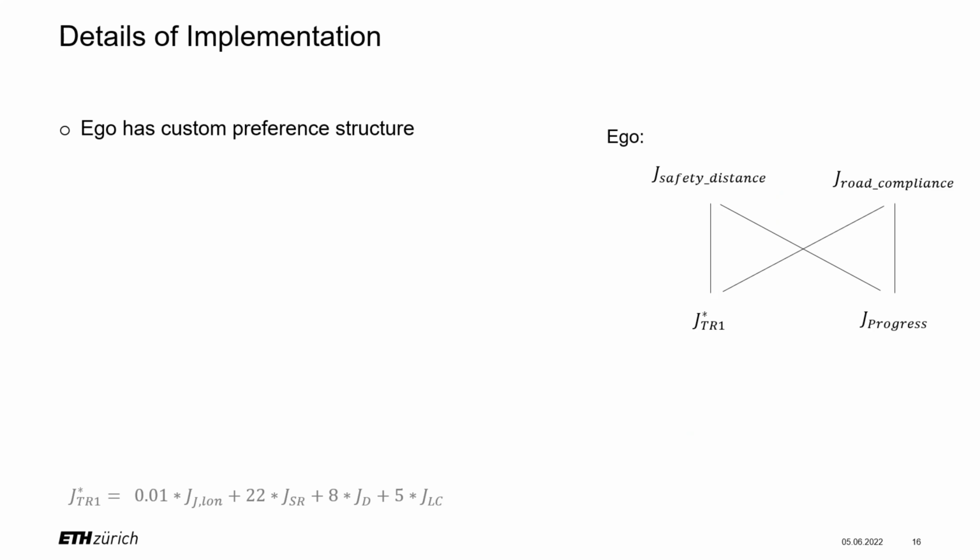Safety distance is the same as described in the challenge, so part of the extended tier 1 cost. Road compliance is just a Boolean where you have a 0 if you're road compliant and 1 if you're not. And then we have the tier 1 cost and also a cost penalizing trajectories which are not progressing enough towards the goal.